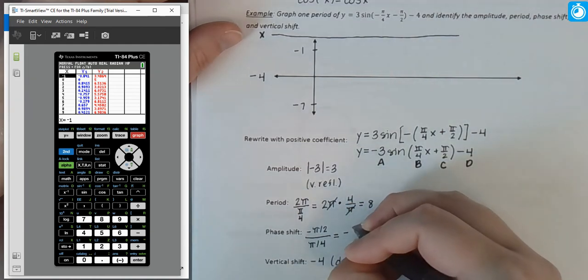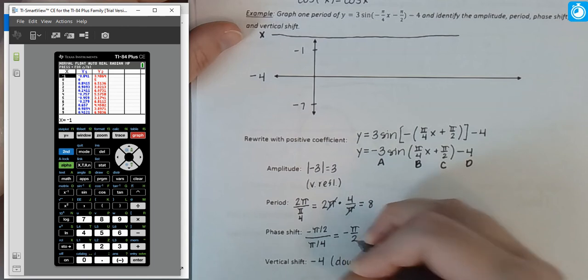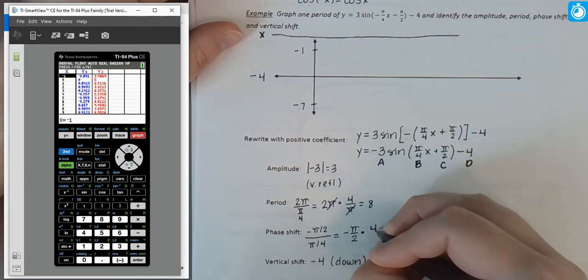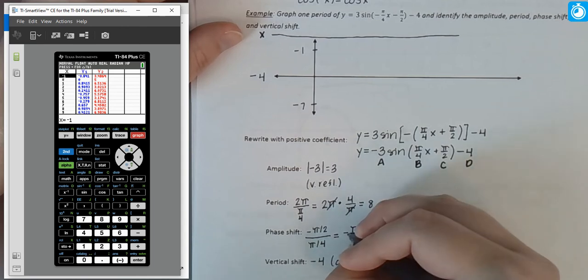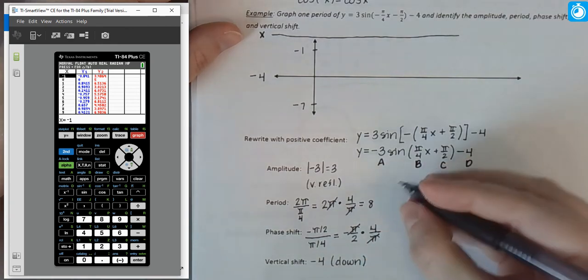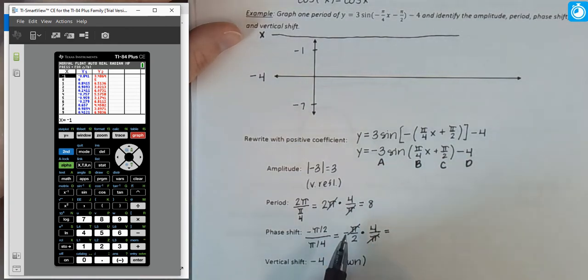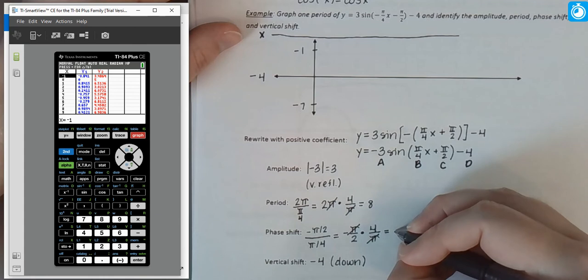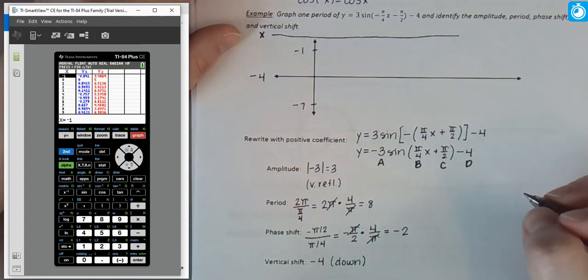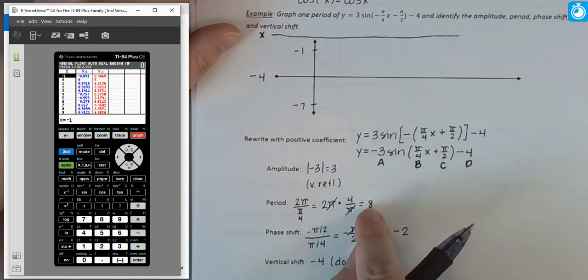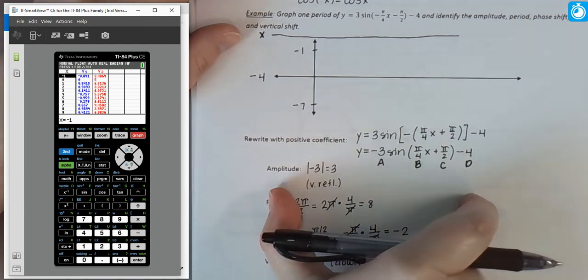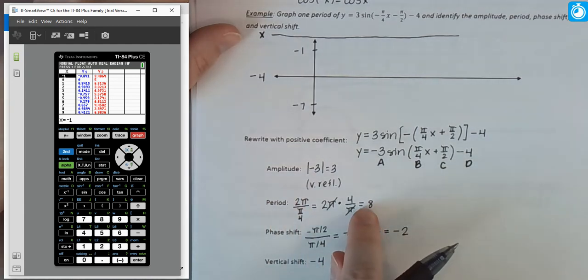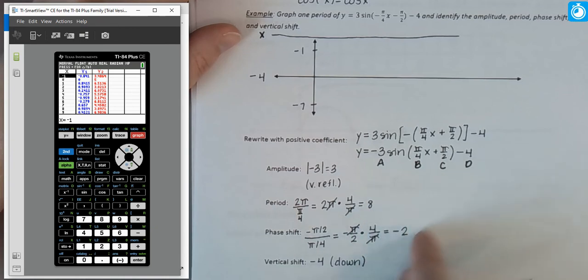And then let's execute this. So negative pi over 2 times 4 over pi, keep change flip, reduce that common factor. Don't forget your negative, that's still there. So negative 4 over 2 is going to be -2. So start to finish, our starting point and our ending point are 8 units apart, and all of our points are shifted 2 units to the left from where they would originally be.